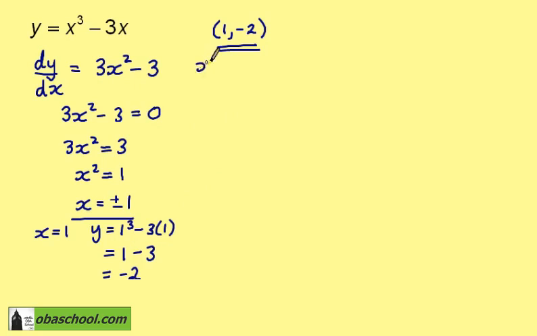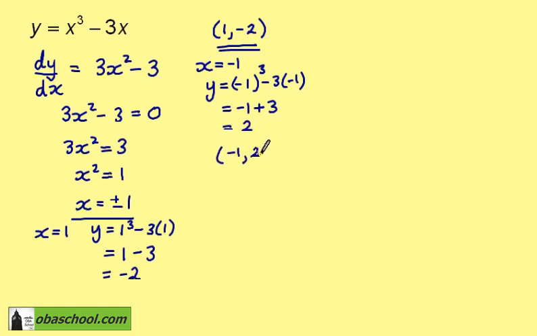When x is equal to minus 1, substituting into the original y equation gives minus 1 cubed, take away 3 times minus 1. This is minus 1 add 3, which is 2. So the coordinates of this turning point are minus 1, 2.